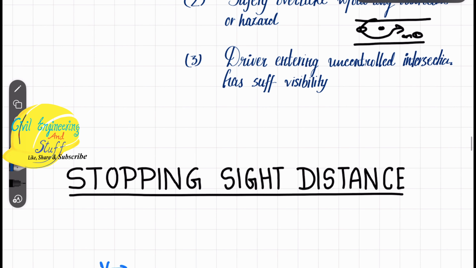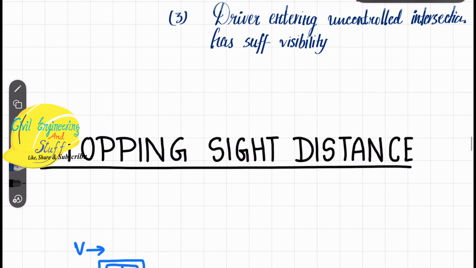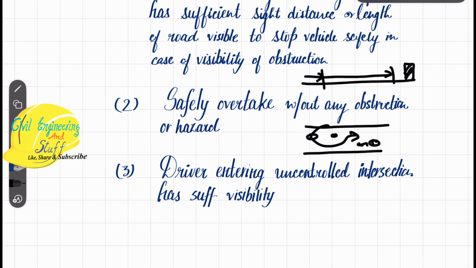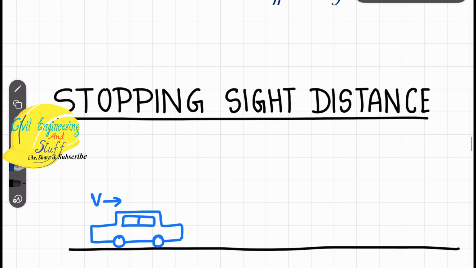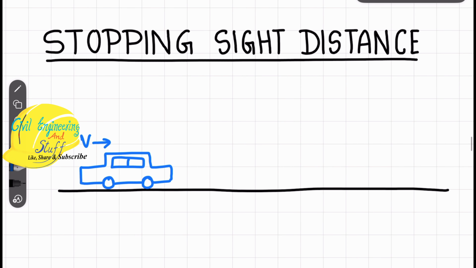So coming to the main topic of this video lecture, that is the stopping sight distance, right? The discussion over the overtaking sight distance and the visibility in an uncontrolled intersection is a part of the next upcoming video lectures. But this video lecture is totally dedicated toward the stopping sight distance. All right, so let's discuss this stopping sight distance.